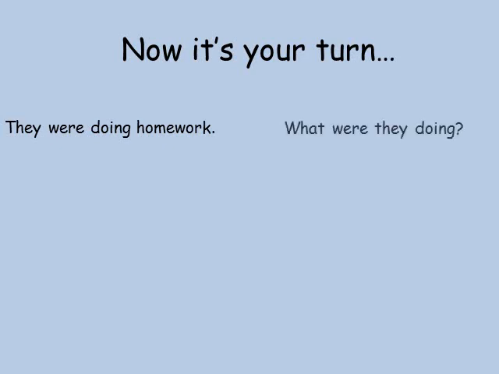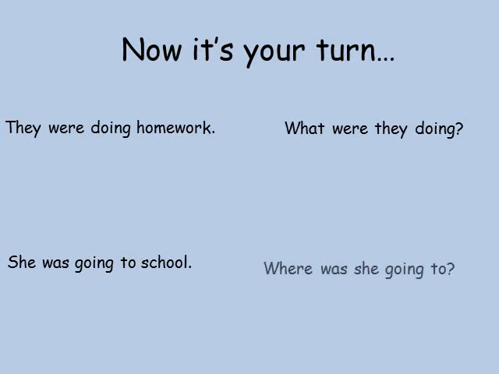Now it's your turn. They were doing homework. How do you form the question out of this sentence? Think about it. What were they doing? Do you see with me? She was going to school. Where was she going to? You notice? We switched, then we added. They were they? She was she? And then we added the WH word at the beginning. What were they doing? Where was she going to?